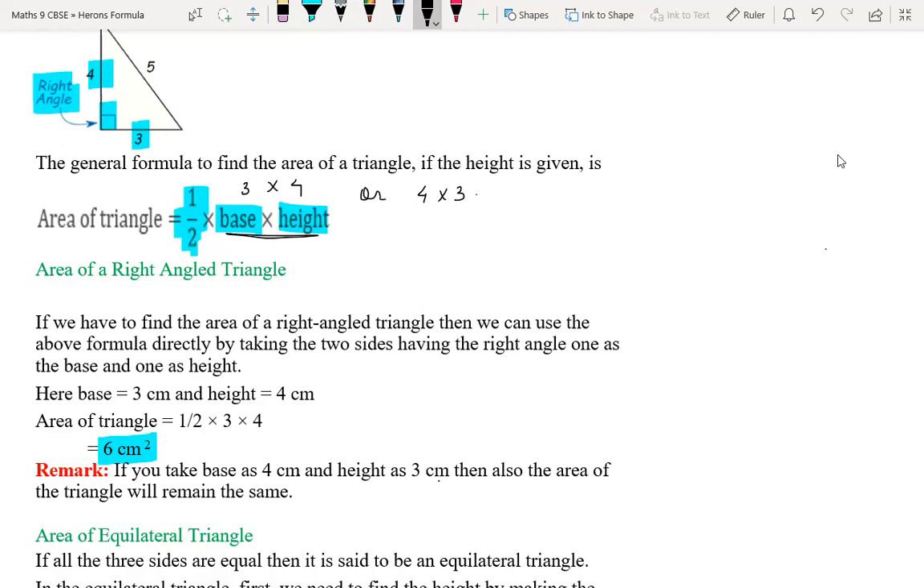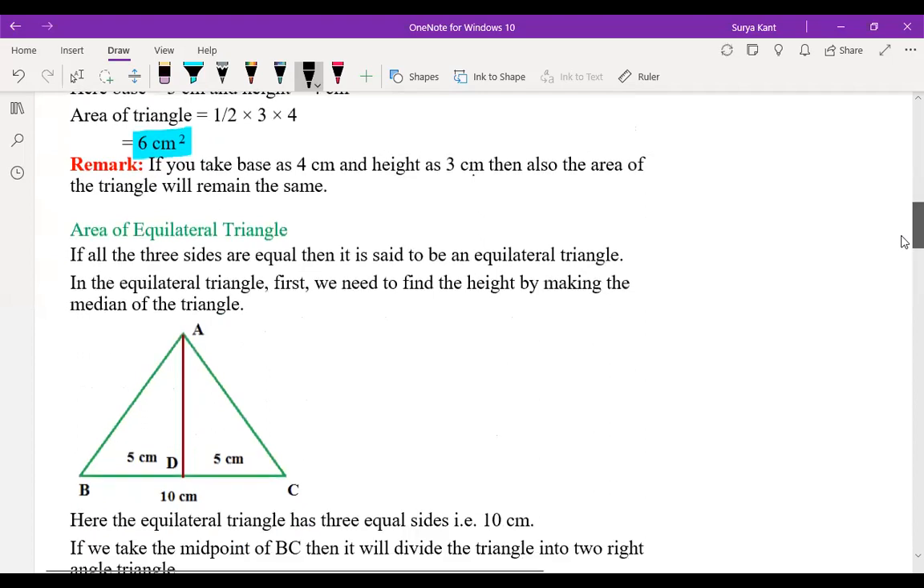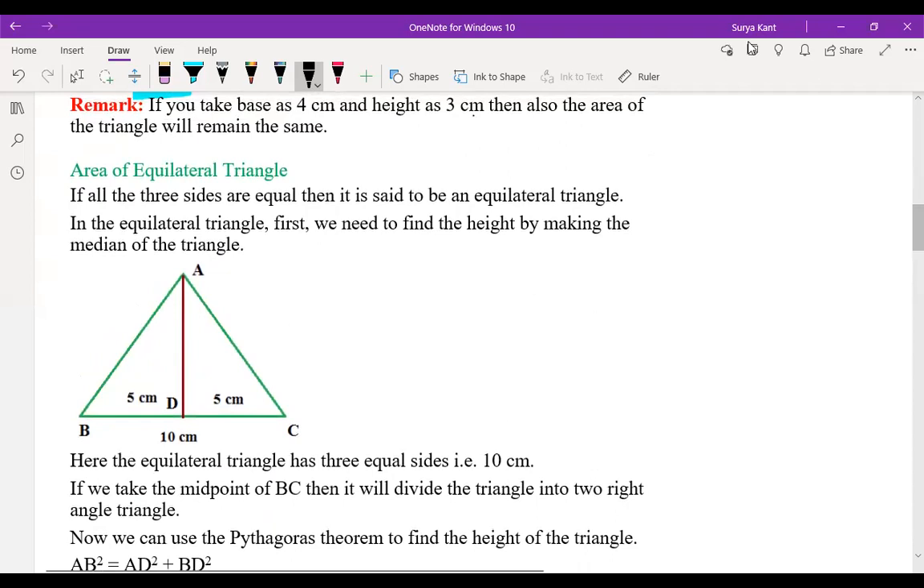Yes, sir. So next is the area of an equilateral triangle. Does anyone know the area of an equilateral triangle, children? Sir, is it the formula of the right angle triangle into 2? But if you don't know the height, what can you do? You use the Pythagoras theorem in the right angle triangle.